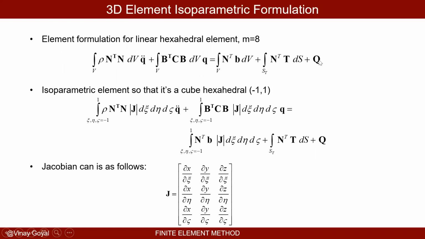I can now use the isoparametric formulation, and if I were to use a hexahedral element, which is a cube element, it has 8 nodes, and I can convert this volume integral into a triple integral that goes from -1 to 1, because a cube can be put in a coordinate system where the center of the cube is at 0, 0, 0, and the limits of that cube go from -1 to 1. So it's a cube hexahedral in a natural coordinate system. I can take any hexahedral element of any shape and map it into an isoparametric element.